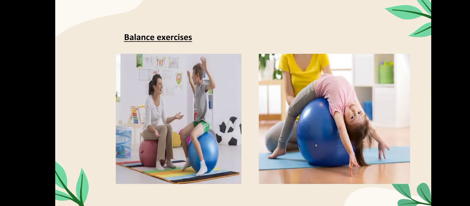The next come the balance exercises. As we have discussed in the CP lecture, the sitting and standing balance is disturbed. So in the balance exercises, we are going to strengthen the postural muscles and perform balancing exercises. For example, in this picture we have seen that the patient is sitting on a gym ball, and this is basically a balance exercise for sitting. Also for neck holding and bridge, we perform paraspinal muscle strengthening, so that the patient is able to perform neck holding.